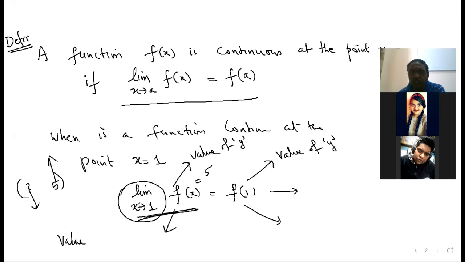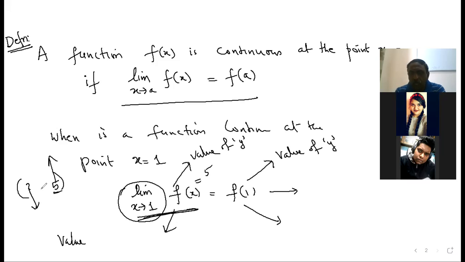x tending to 1, in the neighborhood of 1, okay. When the value of x is in the neighborhood of 1, the y coordinate's value will be in the neighborhood of 5. Very simple words. A simple way of explaining: when x is around 1, y is around 5. Understood? Everybody heard me properly?